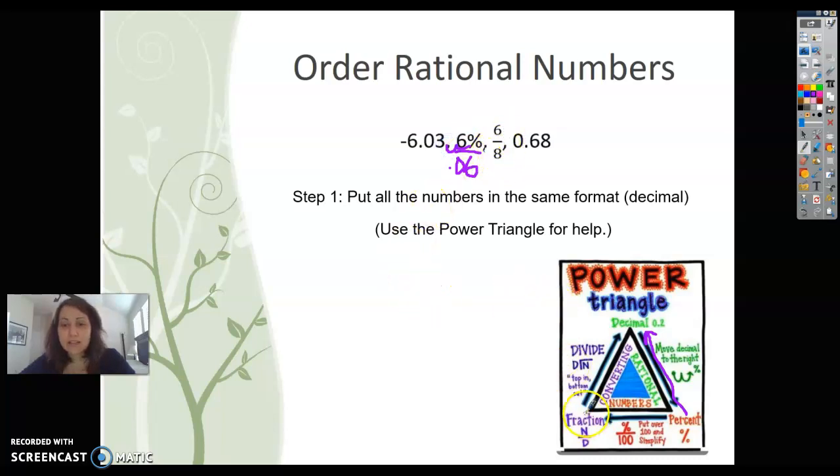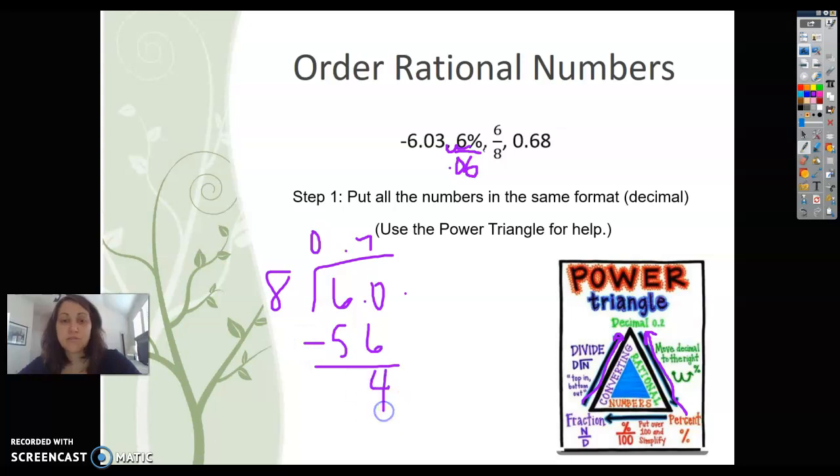6/8, if I'm doing 6/8, I'm going from a fraction to a decimal. We're doing top in, bottom out. Okay, so that would make me go 6 divided by 8. So 8 goes into 6 0 times. Add decimals, 8 goes into 60 7 times. That'd be 56. 60 minus 56 is 4. Add a 0, bring it down. And 8 goes into 40 5 times. So that makes this 0.75. And then my last number is also already a decimal, so I'm in pretty good shape here. So now I've done step 1, and we're on to step 2.